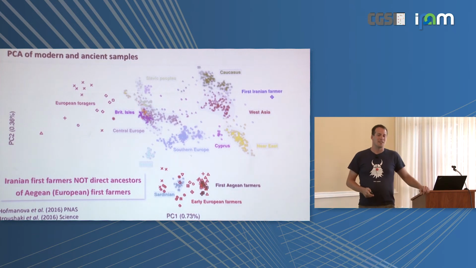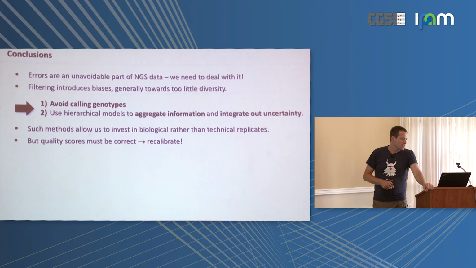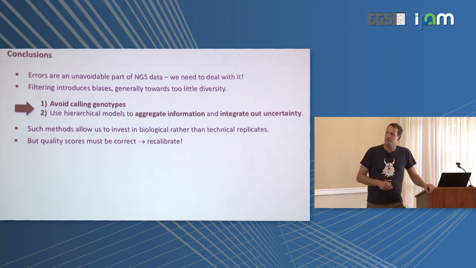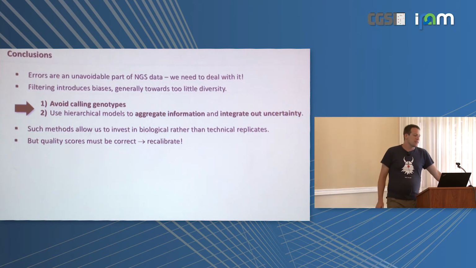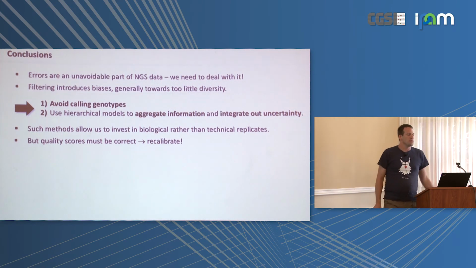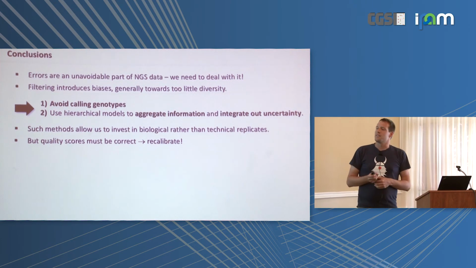Something happened there that's a little bit more interesting. Okay, so with that, I'm just going to come to the conclusions here from a maybe more methodological point of view. So the first one I think is that errors are kind of an unavoidable part of working with NGS data, and I think we should deal with it.